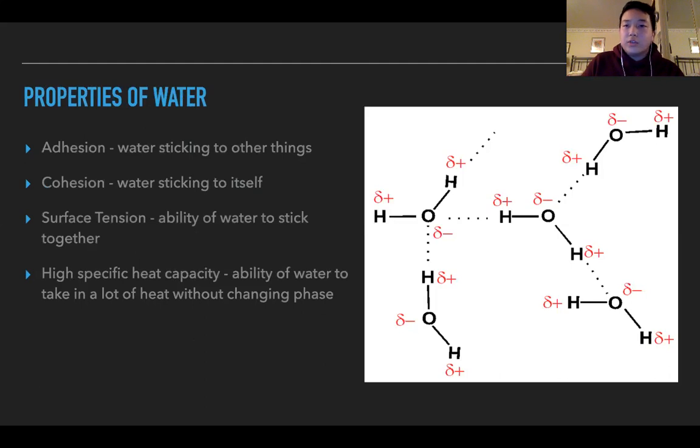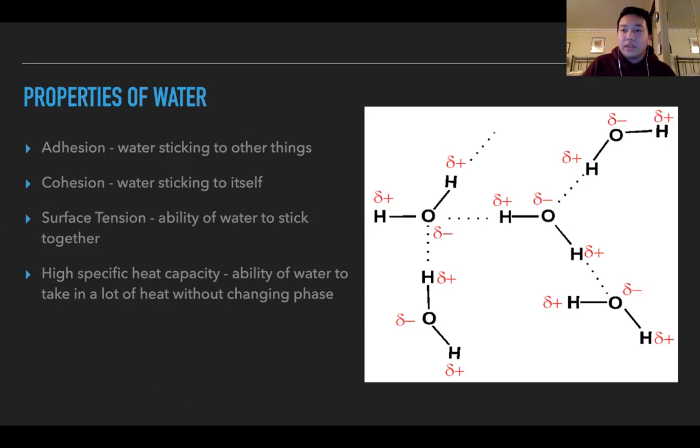Okay, so I'm going to again use water as a way to explain some of this stuff. For properties of water, there are 4 main ones. Again, there's adhesion, that's water sticking to something else. Cohesion, that's water sticking to itself, so other water molecules. Surface tension, that's the ability for water to be so cohesive and able to stick together. Then we have the high specific heat capacity, and that's just saying that water is able to take in a lot of heat before actually changing phase, right? So even on a really hot day, you'll notice that it's not like the beaches all of a sudden dry up.